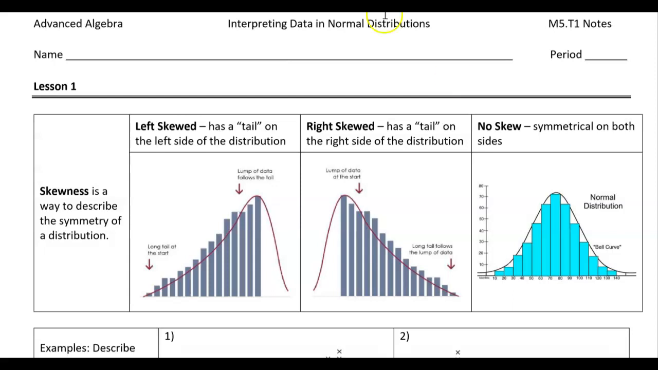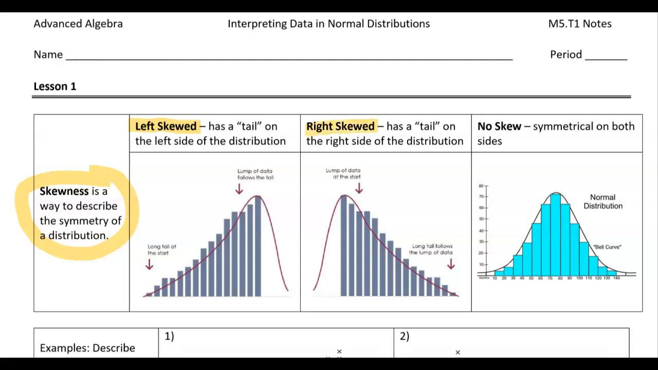So to start, we've got this idea of interpreting data in normal distributions. So this whole last unit is about statistics. The first new vocab word we want to understand is skewedness. Skewedness is describing how the data looks. Skewed left means it has a tail on the left side, so most of the data is actually to the right. This is called skewed left.